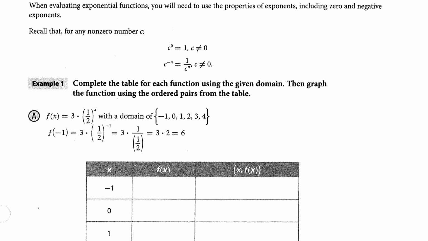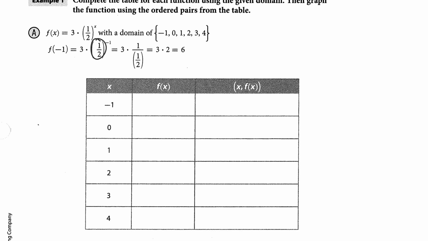Up here, we saw that if you have a negative exponent, it goes into the bottom of the fraction. So in this case, the 1/2 went into the bottom of a fraction, which is essentially saying 1 divided by 1/2. If you use that leave, change, flip, that would give you 2, which is why we get this 3 times 2 here. So x is -1, f of x comes out to 6. So the point is (-1, 6).